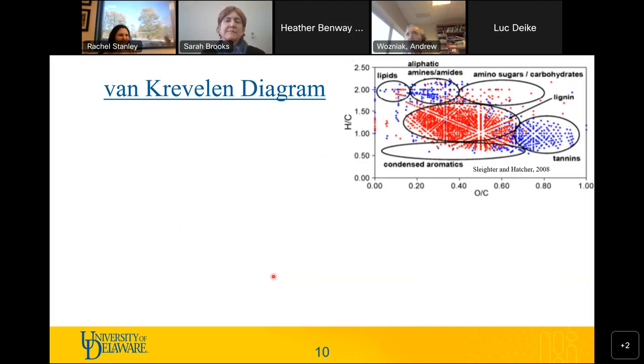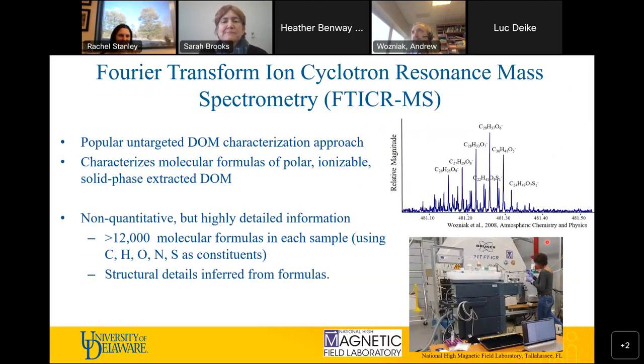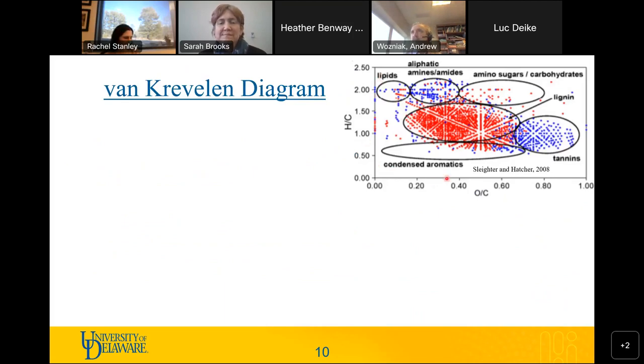So what I'm showing here is a Van Krevelen diagram, and you're either groaning because you've seen a million of these in DOM talks, or you're really confused because you have no idea what I'm showing you. So let me explain, and apologies to those of you who are groaning. If we take these molecular formulas that we've assigned, you can calculate a hydrogen to carbon ratio on the y-axis and an oxygen to carbon ratio on the x-axis for every formula that is assigned. Then you can plot them on one of these diagrams and get an idea of the distribution of formulas in that Van Krevelen diagram space. And Schlesinger and Hatcher in 2008 put these ovals on here as guides to the eye to give you an idea of the types of compounds that you have in your sample.